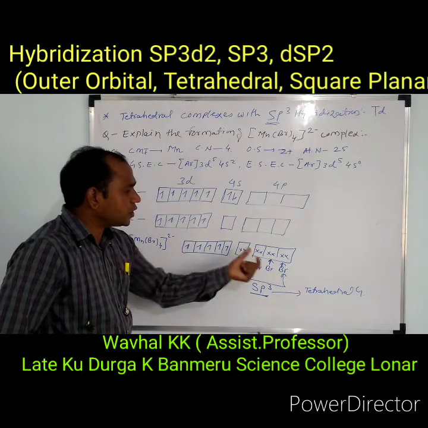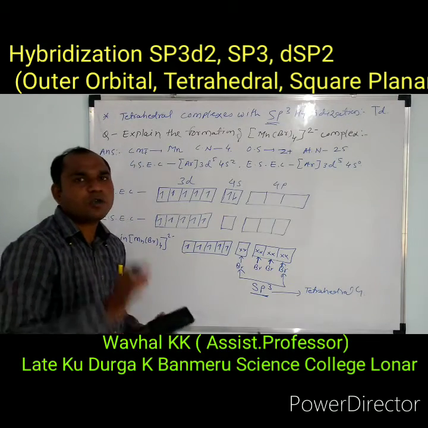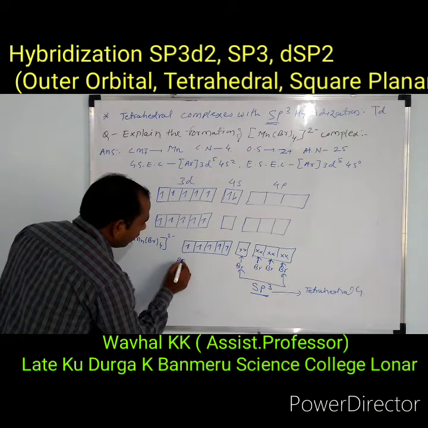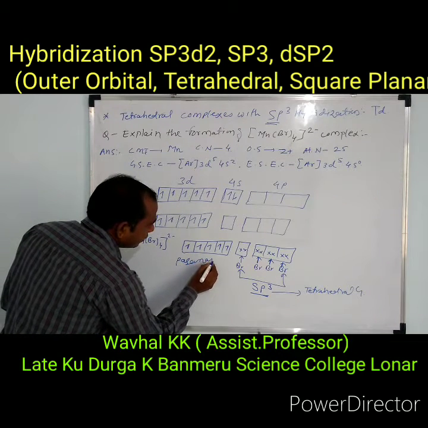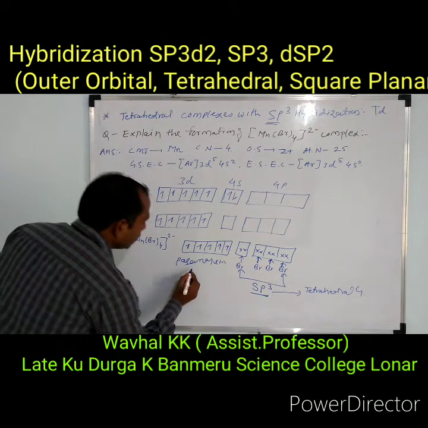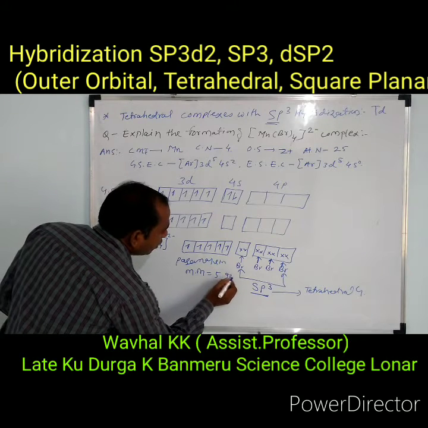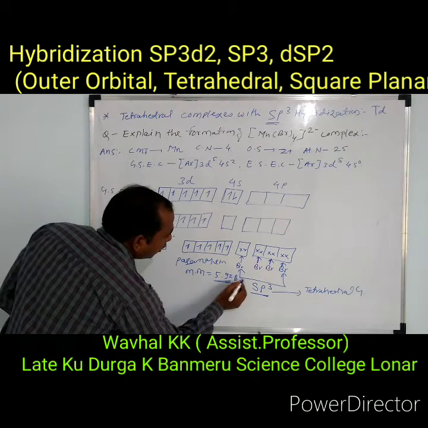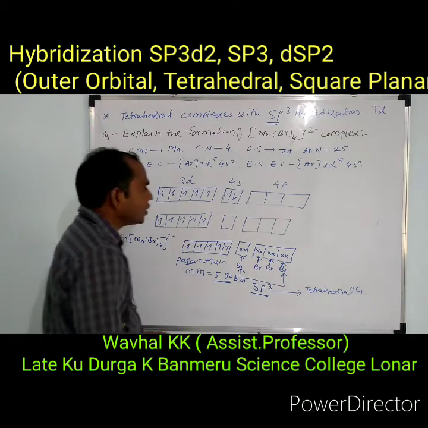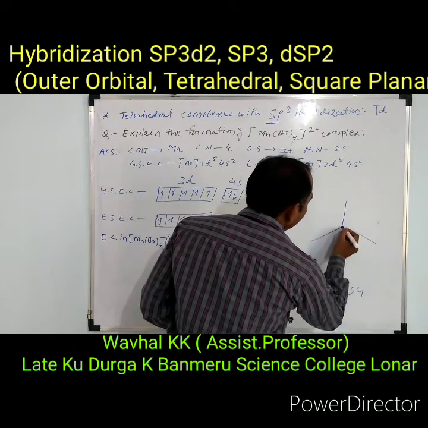And if the complex has a tetrahedral geometry, then what is the magnetic moment? It consists of 5 unpaired electrons. Hence, this complex is paramagnetic in nature, and the magnetic moment of the complex is equal to 5.92 BM. And lastly, the structure of the complex is tetrahedral.